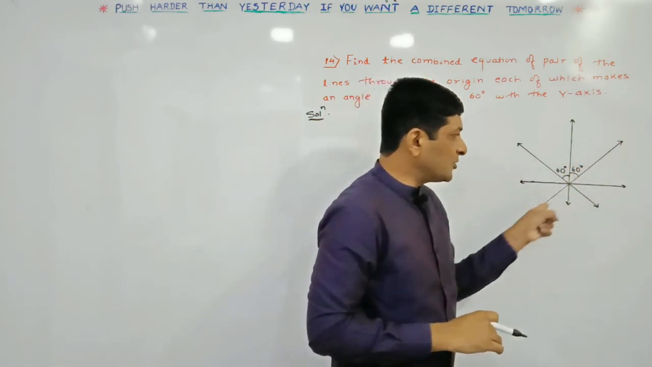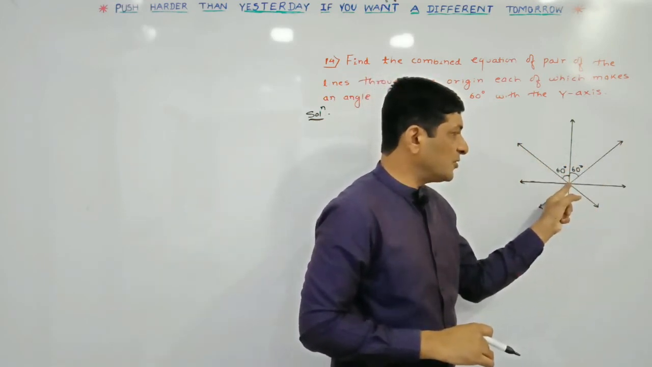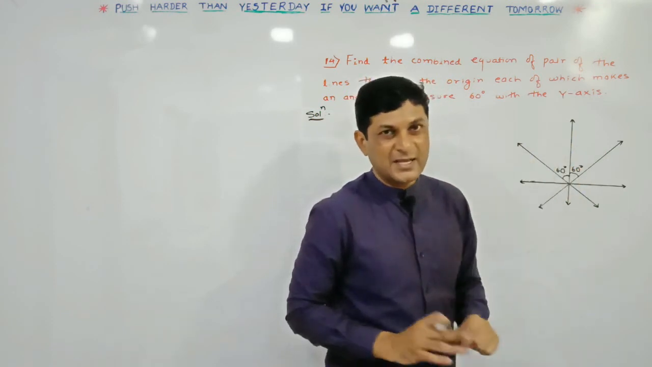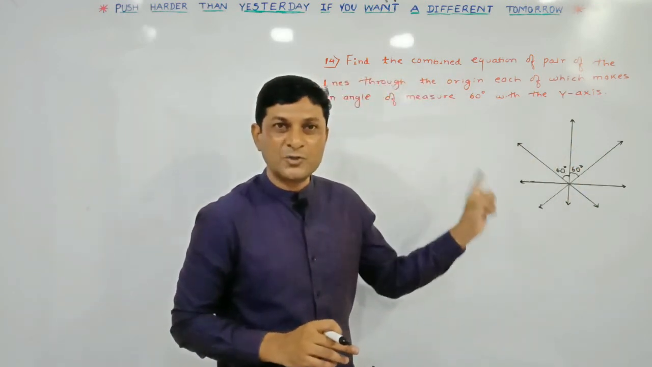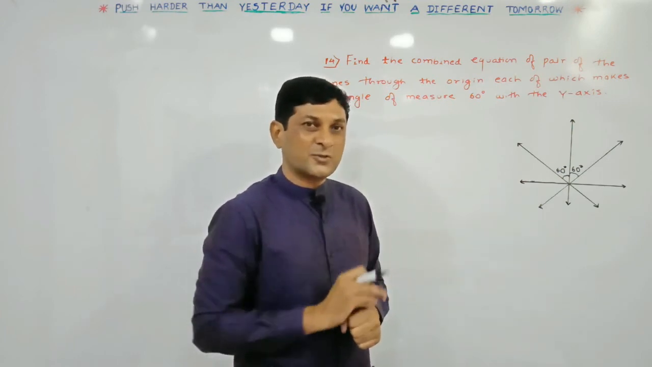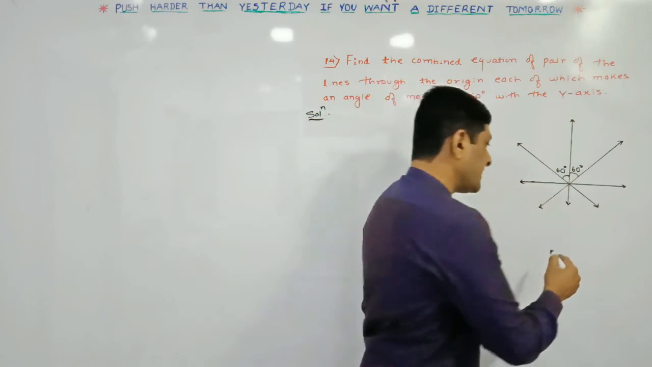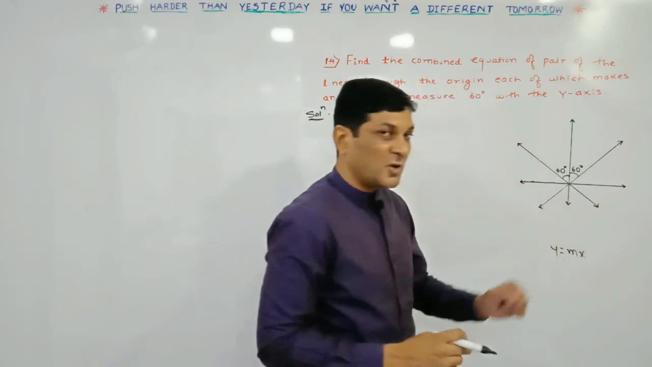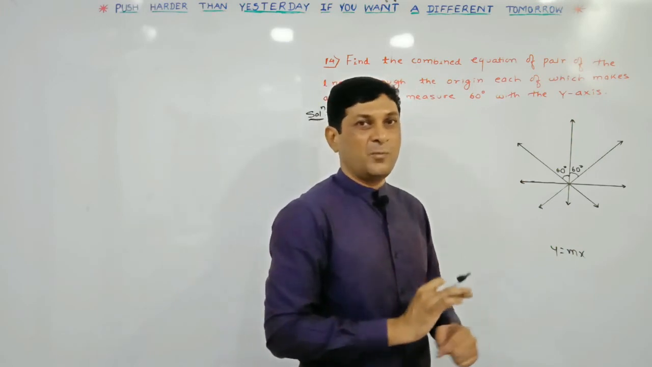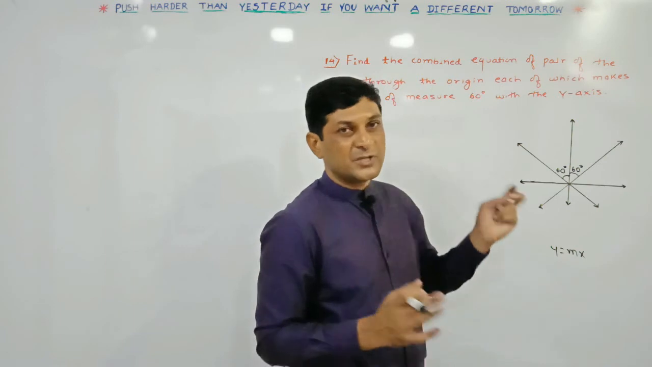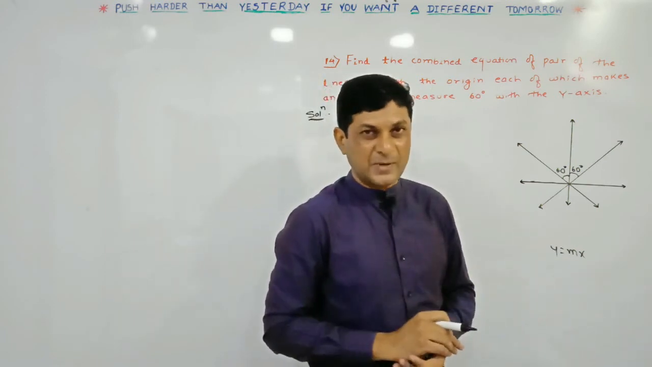Now these are our two required lines which pass through the origin and make 60 degrees with the Y-axis. Our aim is to find the joint equation of these two lines. Since these lines pass through the origin, their equation is of the form y = mx. Applying this formula, we can find the equation of both lines, and once the equations are known, to find their combined equation we have to take their multiplication.